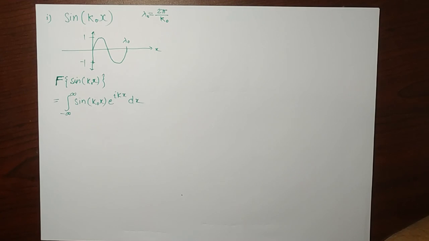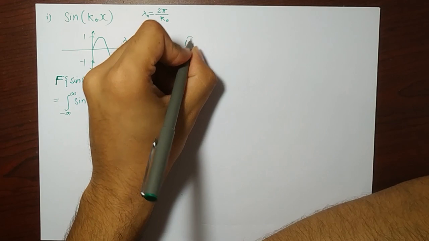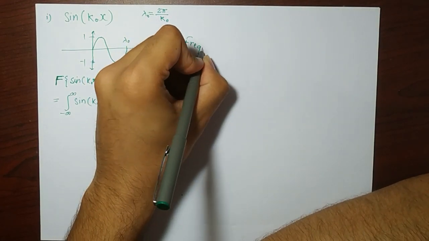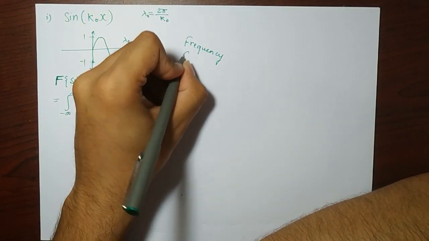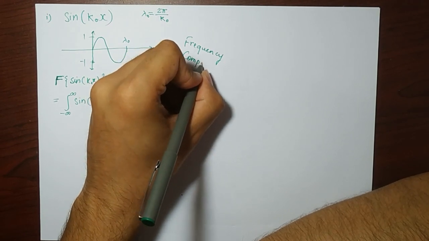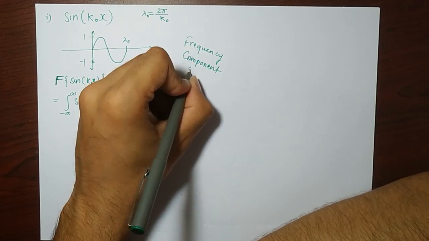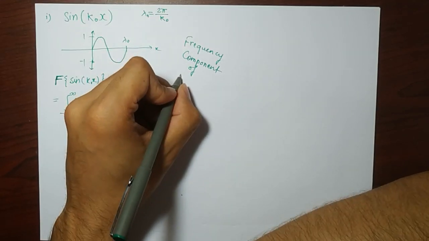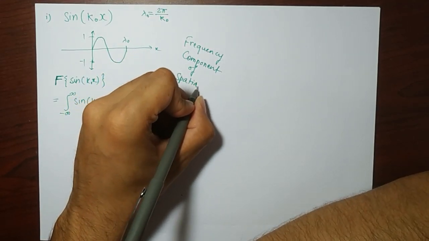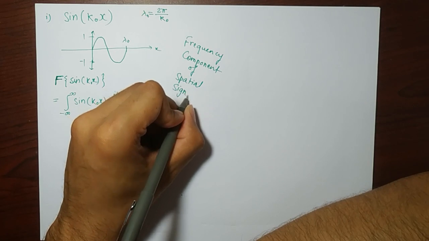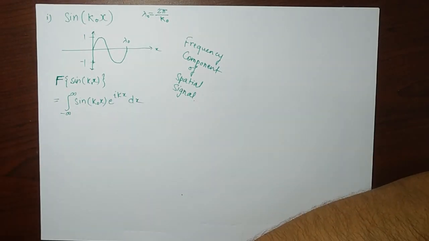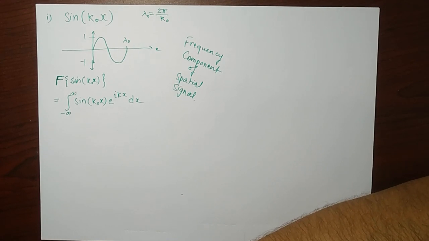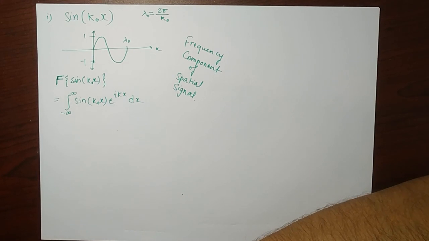So we know that Fourier transform basically tells the frequency component of a spatial signal. So basically when you do the Fourier transform, what you get is the frequencies from which this particular signal is made. Fine.